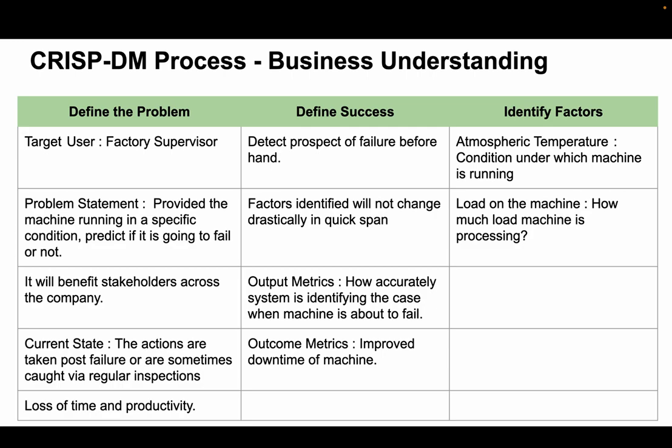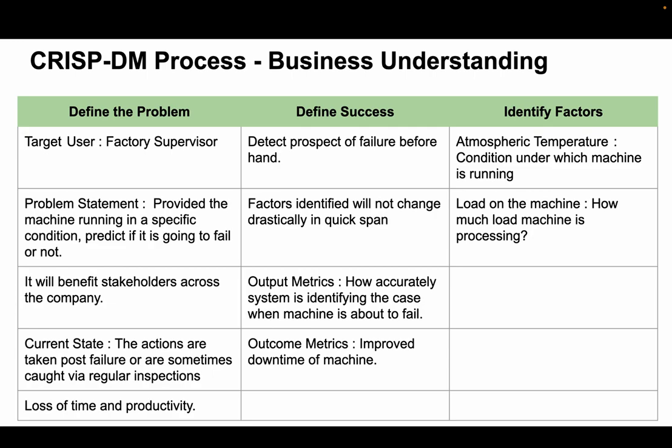Now the current state will depend on the regular inspection of the machines. That could be one way to identify this. Or in the worst case, you will only know that the machine needs some kind of action after the failure. Now the gap is that there is a loss of productivity and time. Downtime of the machine is going to cost a lot to the company.